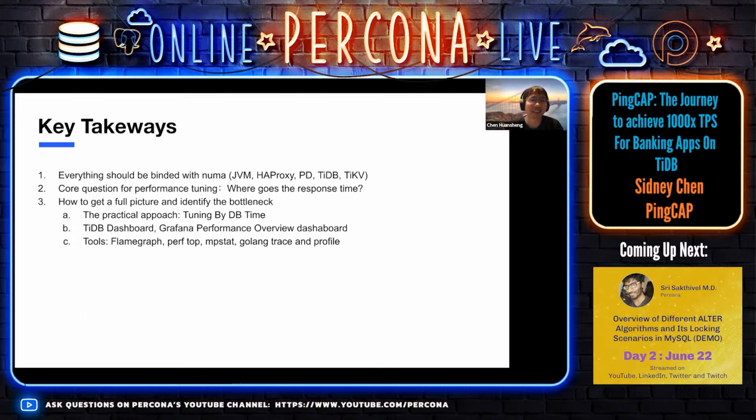Okay, the key takeaway of this talk is that on the ARM servers, everything should be bound with NUMA. The JVM, the HA proxy, the PD, the TiDB, TiKV, everything should be bound with NUMA. And the core question for performance tuning is where the response time goes, and how to get a full picture and identify the bottleneck. What we propose is tuning by DB time. So you can get the database time from the TiDB dashboard and the Grafana performance overview dashboard.